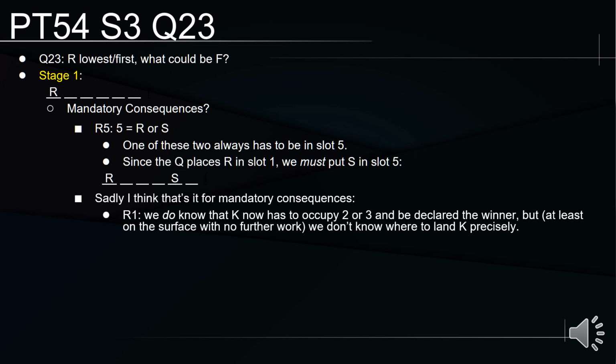If we loop back and look at rule number 1, we do know that K does have to occupy 2 or 3 and be declared the winner, but at least on the surface and with no further work and without combining it with any other rules or possibilities, I don't feel like we know, just on the basis of rule 1 alone and this diagram, where K precisely lands. I still look, 2 and 3 are both open, and so I don't really know which one to put it in, so I don't consider that as mandatory of a consequence as rule number 5 is.